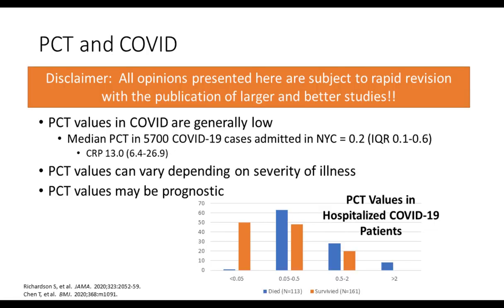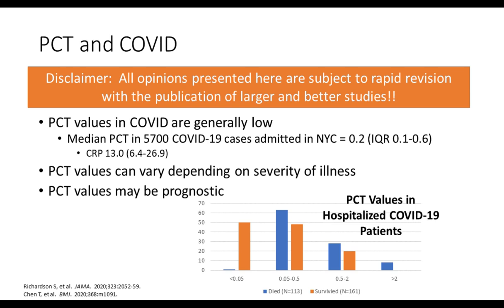All right, I want to mention a couple things on PCT and COVID. I put this disclaimer here because with all things COVID, we could rapidly revise everything we've said when new, better literature comes out. But what I would say from my review of the literature as of a couple weeks ago was that PCT values in COVID are generally low. The median PCT value in 5,900 cases in New York City was 0.2 and ranged generally from 0.1 to 0.6.